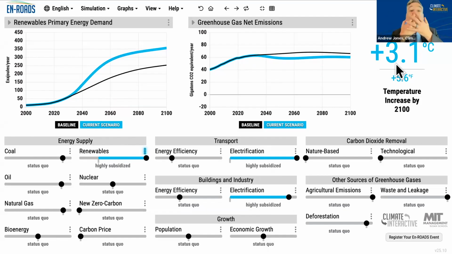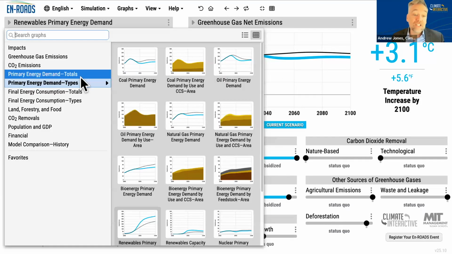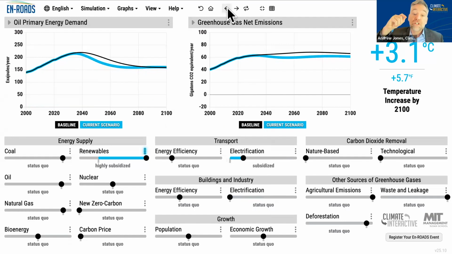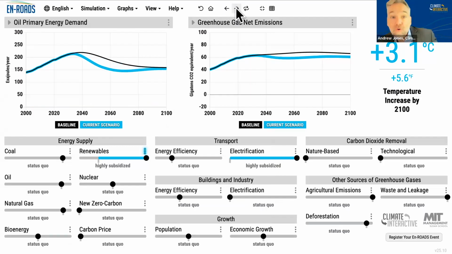So that combination, the complementarity of renewables with electrifying, is a way that we're also able to burn less oil, which we didn't get before. I'm going to undo those last two things with electrification. Without electrification, we're still expected to burn the same amount of oil globally. But when we electrify, we're able to shift some of the demand over to electricity as opposed to oil.